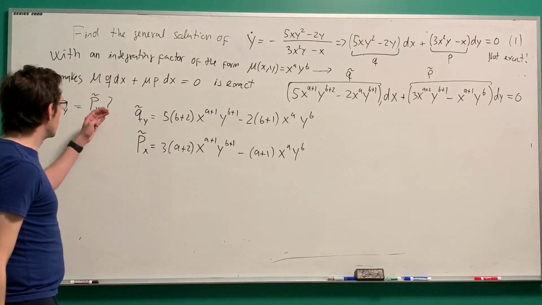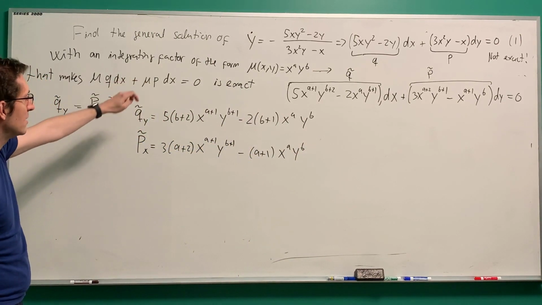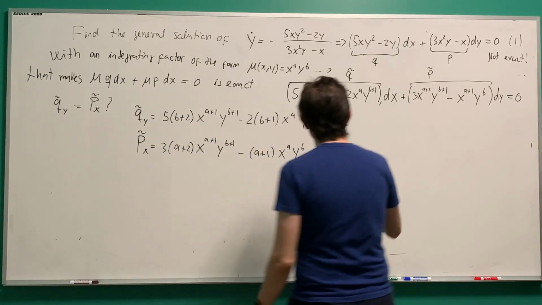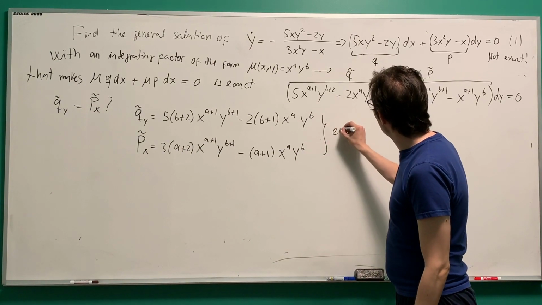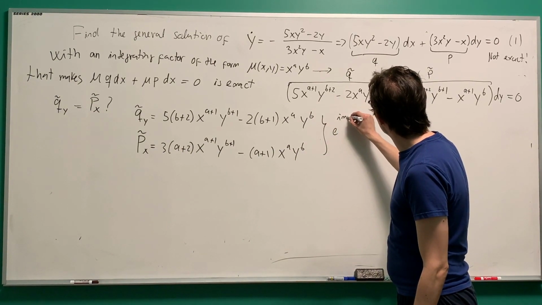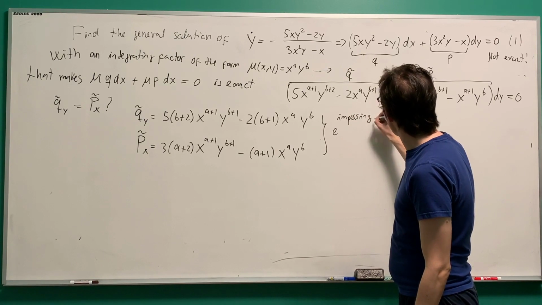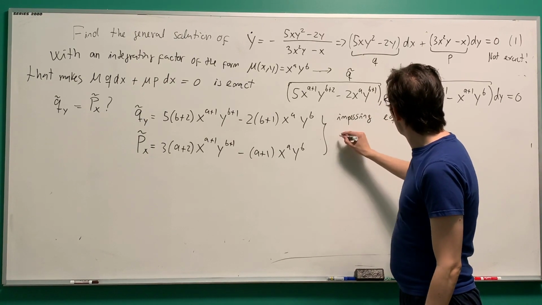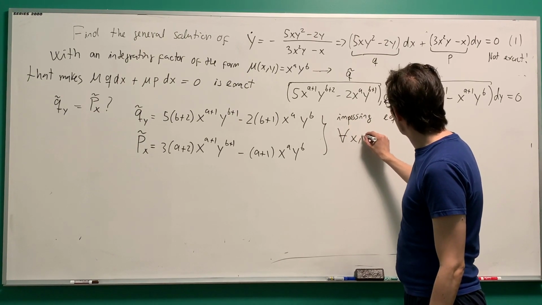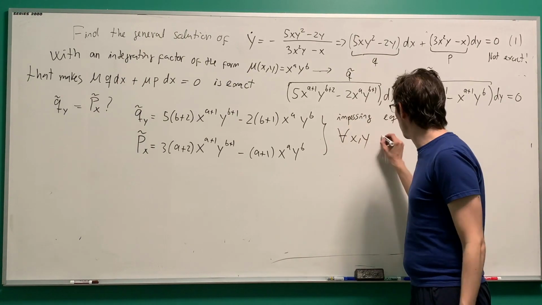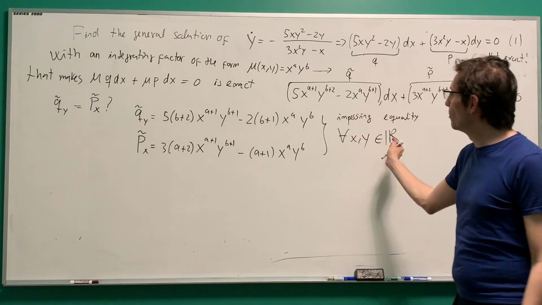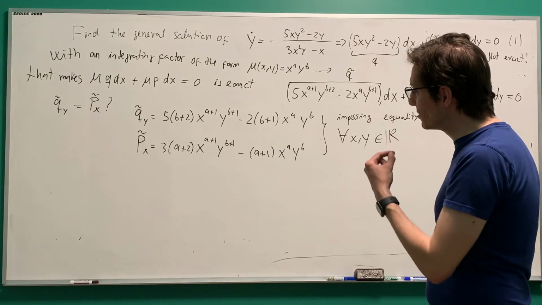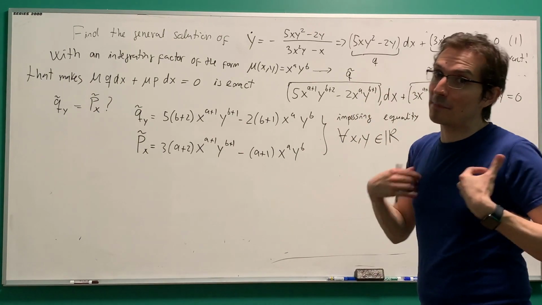All right, so I need to find the factor, I need to impose that these two things have to be equal. So imposing equality for all values of x and y. Remember that symbol means for all values. So for all possible values of x and y, they have to be equal if this is an integrating factor. So I impose it to find a and b. A and b are my unknowns.